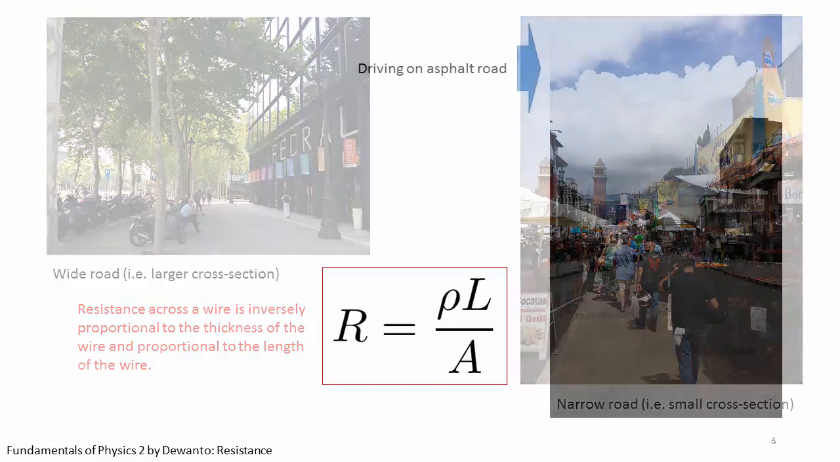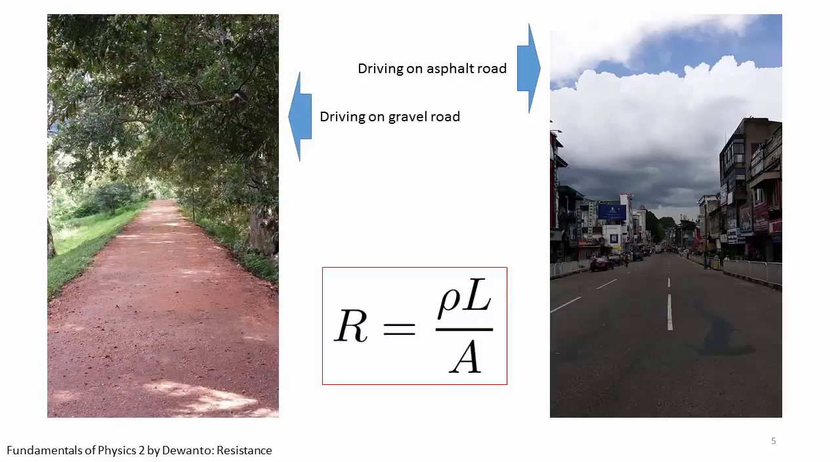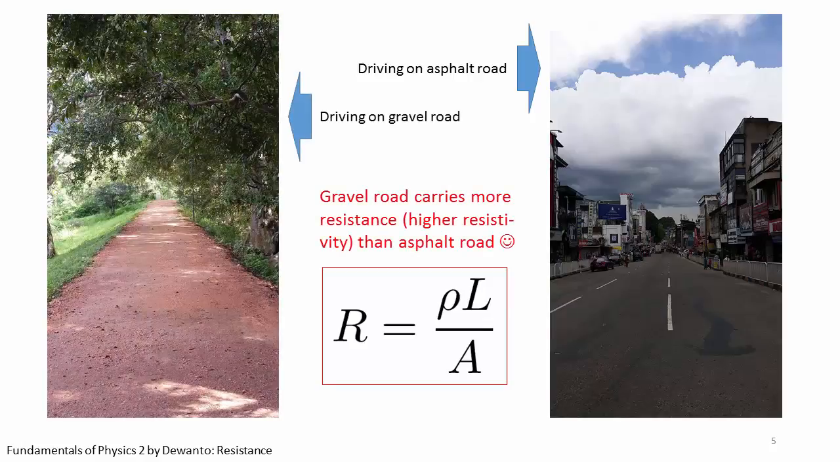Driving on asphalt is definitely easier than driving on gravel road of the same width. In that sense, we say that gravel road carries more resistance or higher resistivity than asphalt road. Now, of course, by no means does this analogy constitute a rigorous definition of the resistance equation. If you wish to argue that my analogy is far from accurate, be my guest. If you don't like the analogy or you can't think of a better analogy, so be it. It is merely a tool to help appreciate and remember the equation.